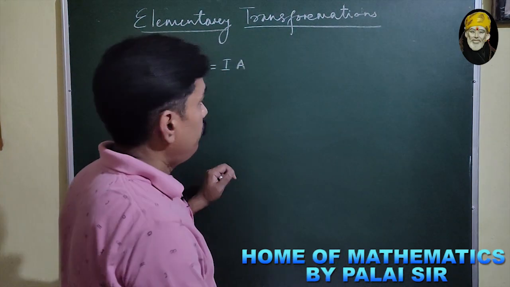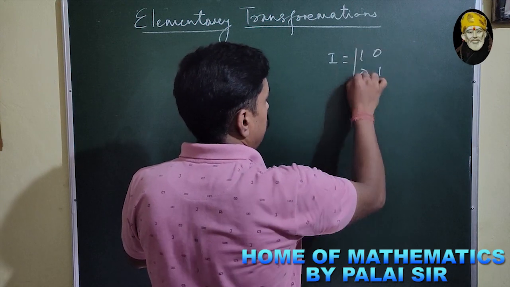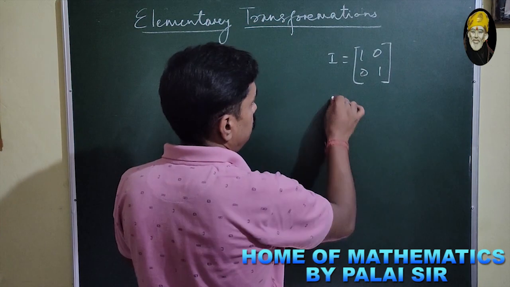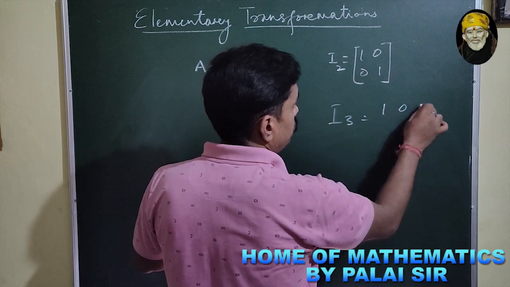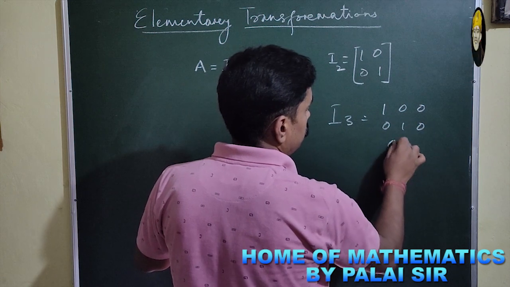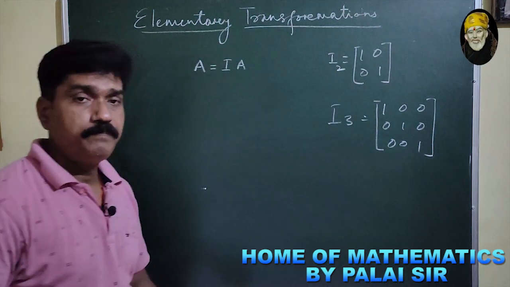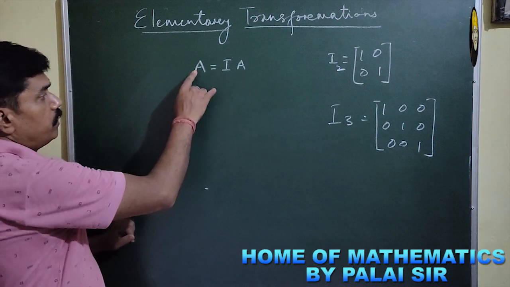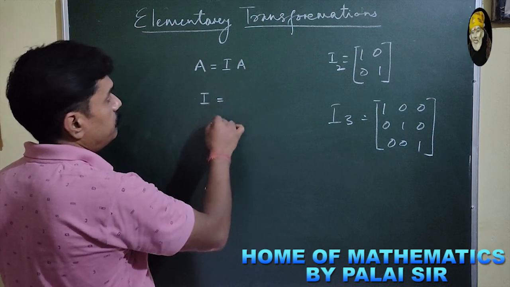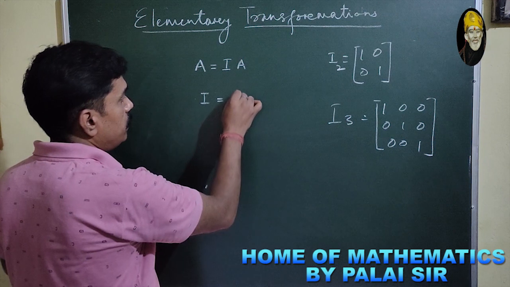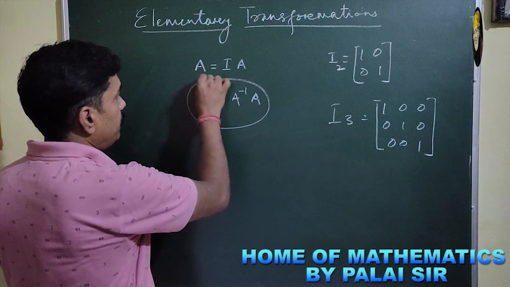And you know the value of I. If it is 1, 0 or 0, 1, this is the second order unit matrix, which can be written as I2. If you take I3, it is written as 1, 0, 0, 0, 1, 0, 0, 0, 1. Like this you have to find it. Clear? Then when we know A equal to I into A, what is the value of I? It will be A by A, meaning we can write it as A inverse into A. And we are going to take the help of this one.